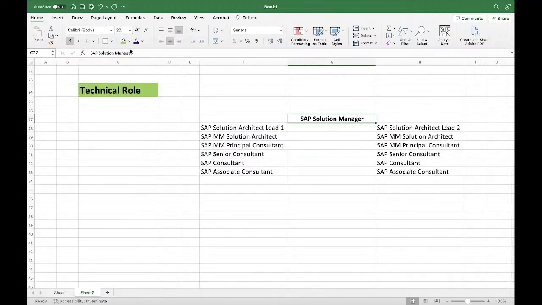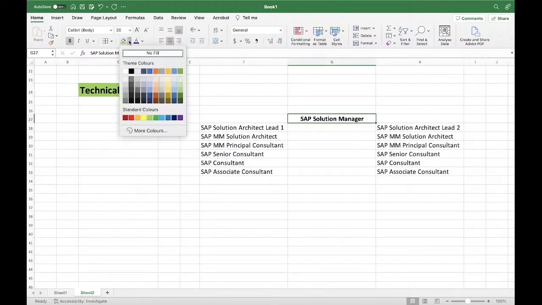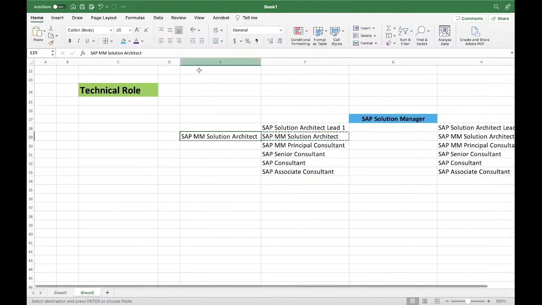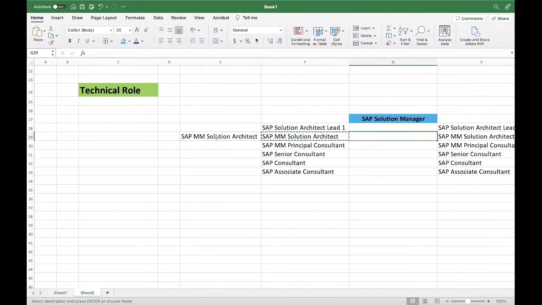So the SAP solution manager, or the overall, they have one kind of a head. Okay, so there will be solution architects. This kind of solution architects may be more than one. Okay, so maybe principal consultant.